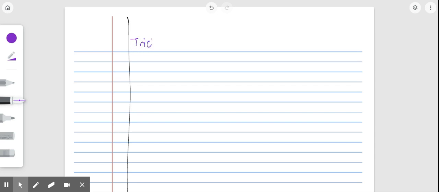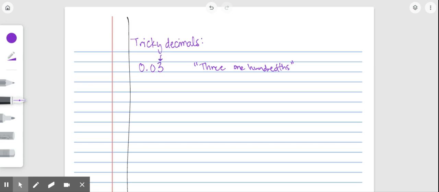Okay, so we're going to talk about tricky decimals. All right, let's start with 0.03. Okay, 0.03. So this one is said out loud as 3 100ths, because that 3 is in the 100ths place.